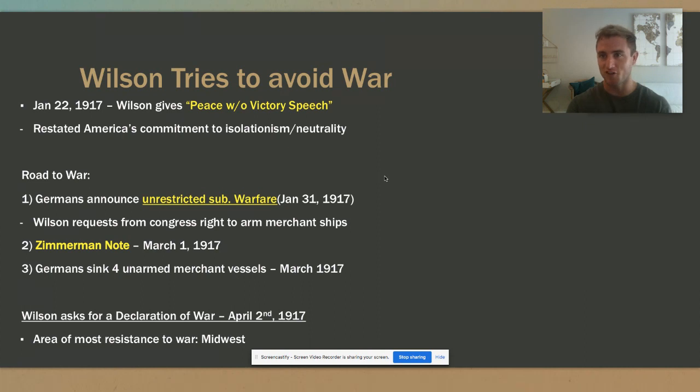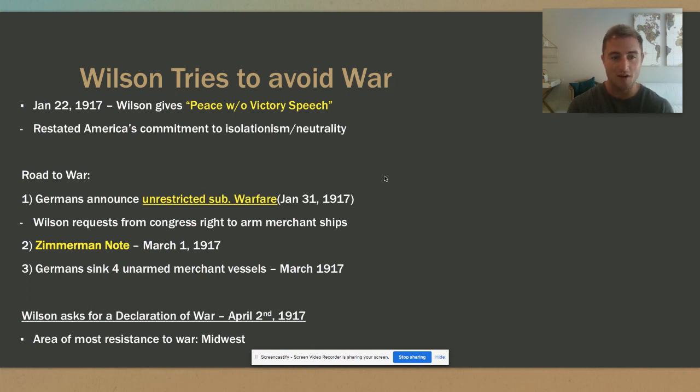The Germans announced unrestricted submarine warfare. We are going to sink any ship that enters the waters of Britain and France, regardless of its flag, because the Germans at this stage are trying to starve out the British, and they cannot do that if American merchants continue to bring foodstuffs there. And so because of this, we start to see more and more American merchant vessels sunk.